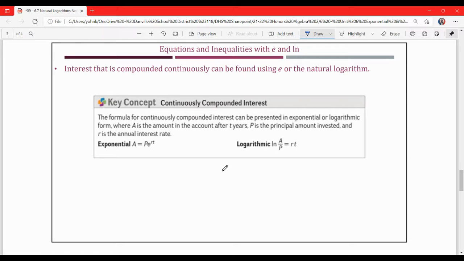And so the exponential formula that we're going to mostly deal with is A equals P e to the rt. I call it PERT. We're going to use this to calculate how much is in an account after so much time has passed. We can also use this if things are exponentially growing or exponentially decaying in real life.